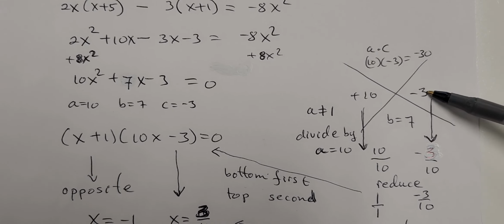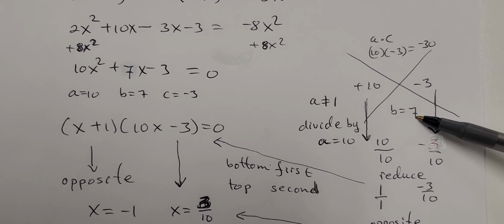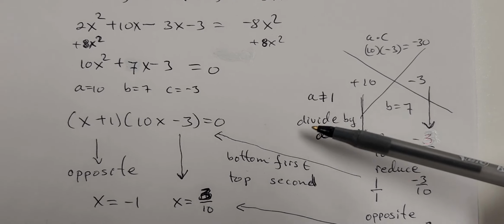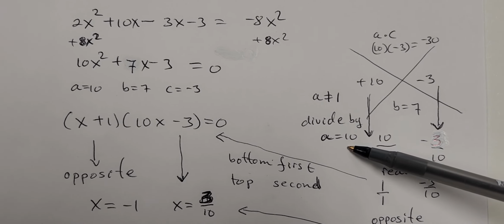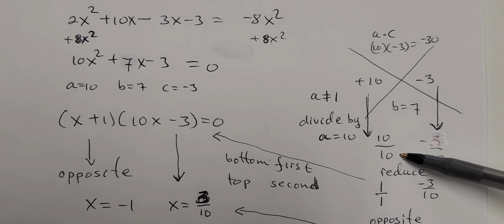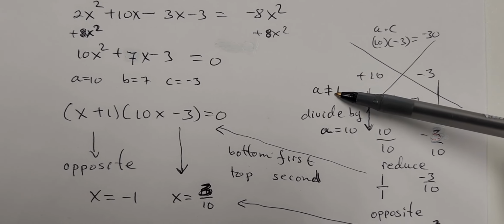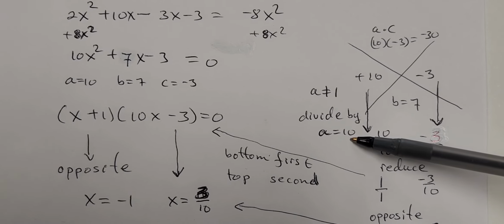10 subtract 3 gives me positive 7. Okay. Next, since a is not 1, we have to divide by a. And a is 10, so we have to divide by it. One more time, since a is not 1, we divide by a.